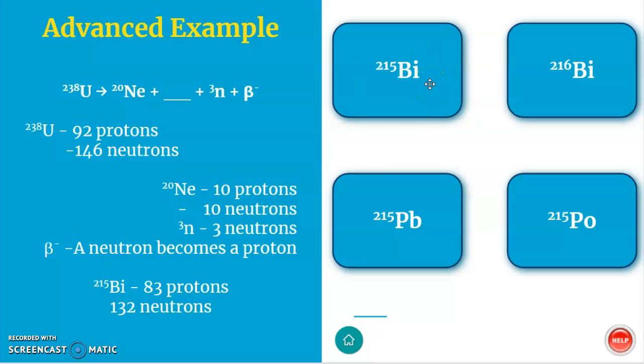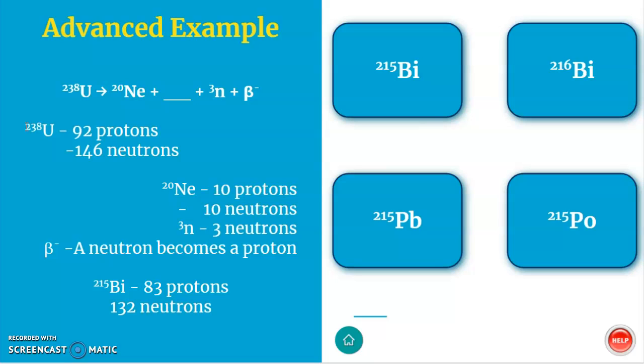One thing to notice about the beta radiation: it changes the number of protons and neutrons, but it doesn't change the total mass. If I add up 10 plus 10 plus 3 plus 83 plus 132, I'm going to get 238. The type of radiation that would appear to change this is alpha radiation. Alpha radiation, remember, is a helium-4 nucleus. It has 2 protons and 2 neutrons. So you may see that the mass number appears to change if you have alpha radiation, but it doesn't because that alpha particle has a mass of 4. Just keep that in mind if you see it.